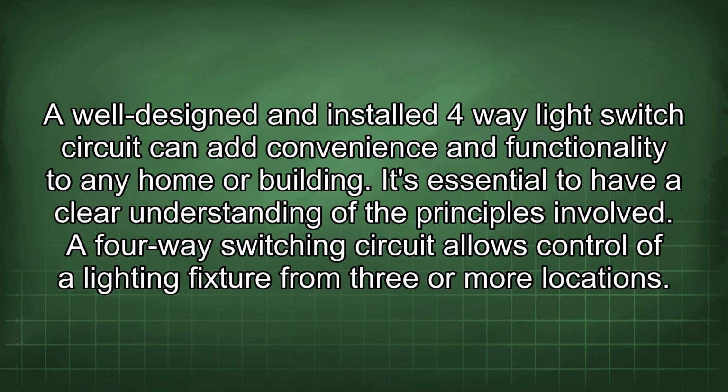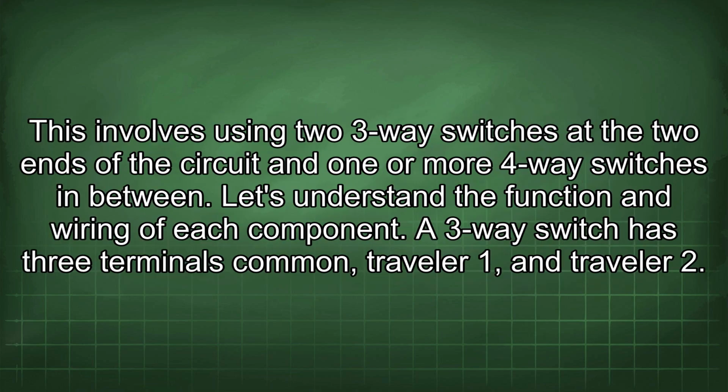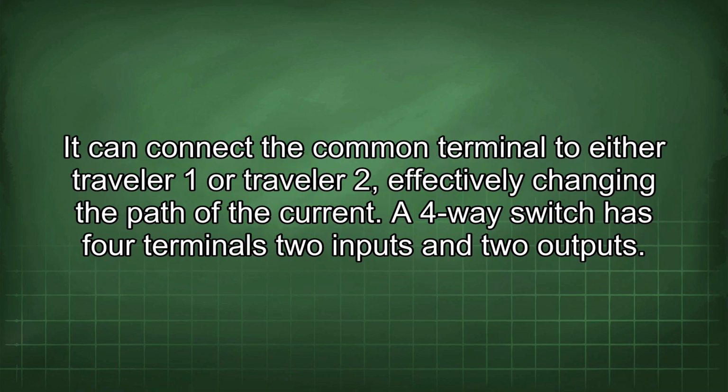A 4-way switching circuit allows control of a lighting fixture from 3 or more locations. This involves using 2 3-way switches at the 2 ends of the circuit and 1 or more 4-way switches in between. Let's understand the function and wiring of each component. A 3-way switch has 3 terminals: common, Traveler 1 and Traveler 2. It can connect the common terminal to either Traveler 1 or Traveler 2, effectively changing the path of the current.